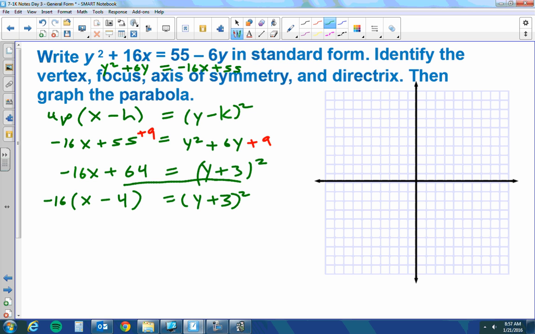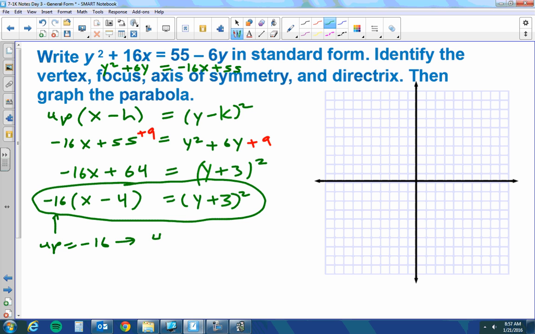All right, there's our standard form. And this is usable because if 4p is negative 16, that means p is negative 4. And let me say again, always in the past I considered p to be a distance, and I'm changing that. I'm going to say it's how you get from the vertex to the focus. Well, this is horizontal, p is negative, it means you're going to the left 4, right? And just writing it down here will help you get the direction correct.